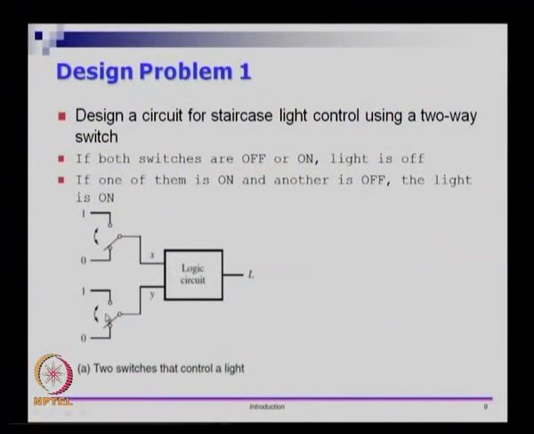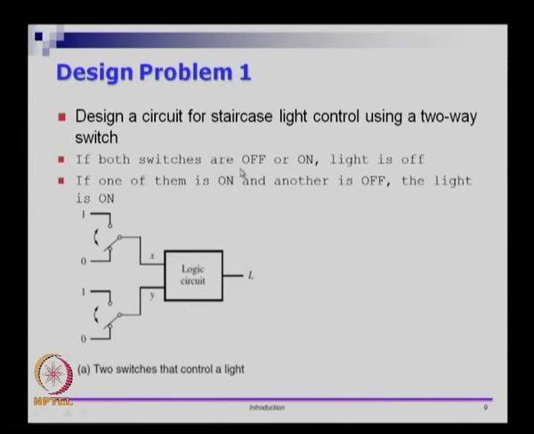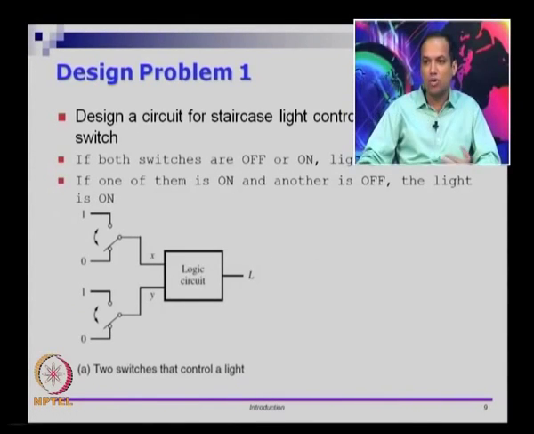So we want to be able to design a circuit which takes care of that. We have two switches, and we want them connected to a logic circuit in such a way that if both the switches are off or on, the light is off. If one of them is on and the other one is off, the light is on. This is fairly straightforward. You might see this in staircases, and you also see it in reading lamps and so on. Sometimes you have a light by the bedside and you want to turn the tube light on or off by the switch that you have at the bedside. So this is a common thing that we have in houses.